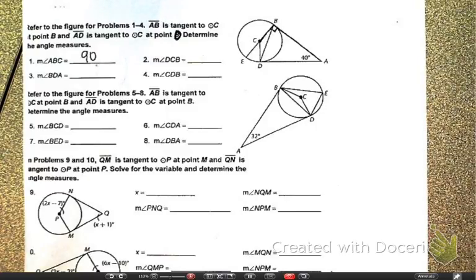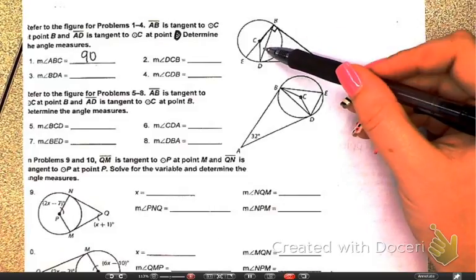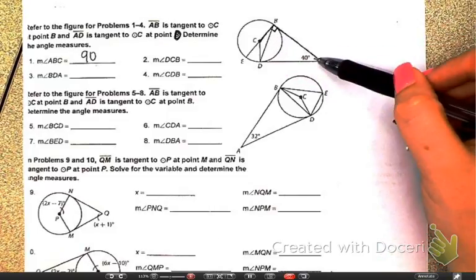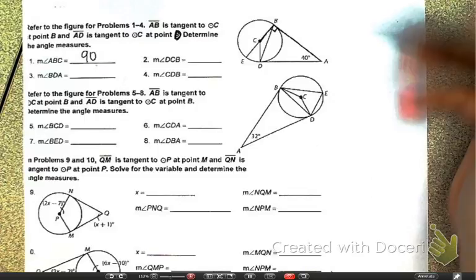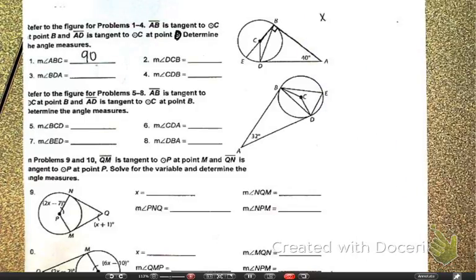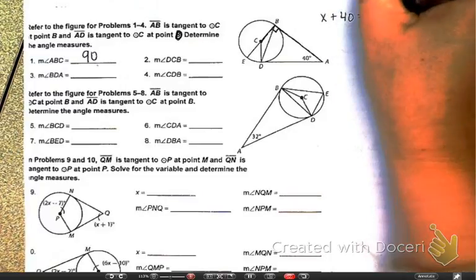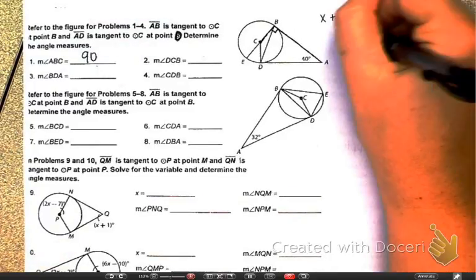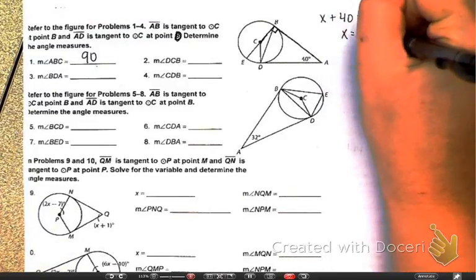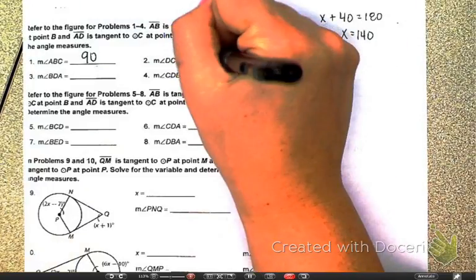I want to find angle DCB. What angle is that? The central angle. How can I find the central angle? It's supplementary with the circumscribed angle. So I'm going to call the central angle x. X plus 40 equals 180. If you subtract 40, you end up with 140 for the central angle.